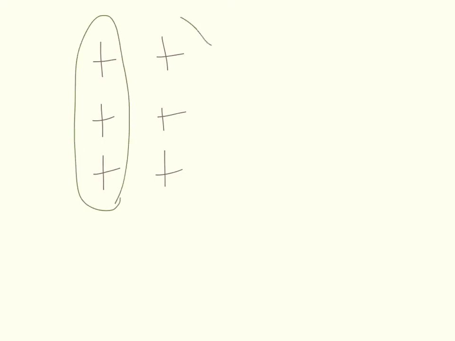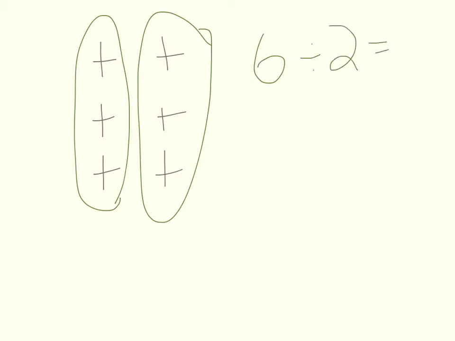So let's do this. I have positive 6, so I'm going to say positive, positive, positive, positive, positive, and positive. That represents 1, 2, 3, 4, 5, 6, those 6 positive signs, right? Let's say I wanted to divide them up into 2 piles. So I would divide them up into 2 even piles. How much is in each pile? Well, that's 3 in each pile. So that would look like this: I would say 6 is what I started with, I divided them into 2 piles, and that leaves me with 3 in each pile, right?